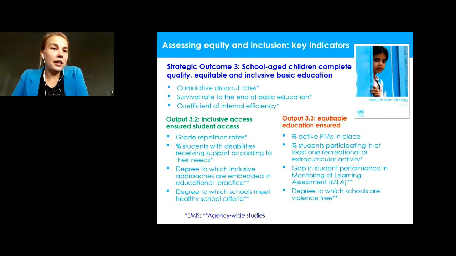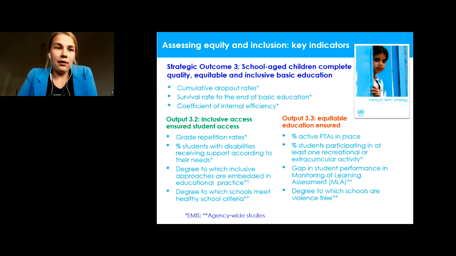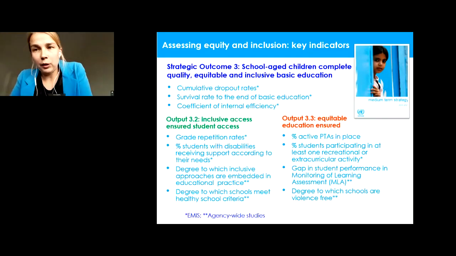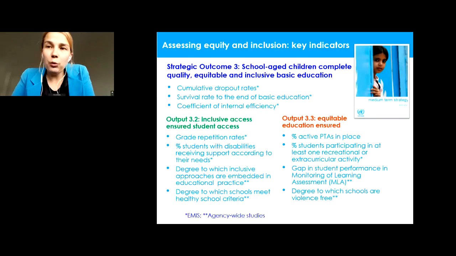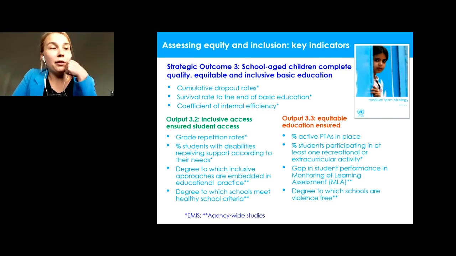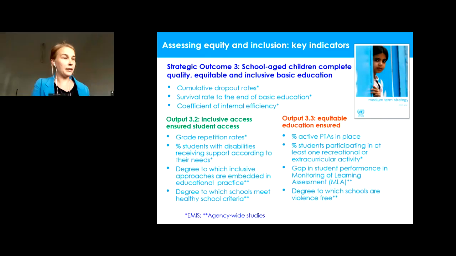So for example, we have an indicator on the degree to which inclusive approaches are embedded in educational practice. This is measured actually through our classroom observation study. We have an indicator on the gap in student performance, which allows us to track the gap in learning outcomes between our lower and higher performing students. This is through the monitoring of learning assessment tests, which were actually mentioned in one of the previous presentations. We also have indicators based on input directly from beneficiaries through our perceptual surveys with students, parents, teachers, and school principals. So for example, the degree to which schools are violence-free, which is tracked through our perceptual survey with students.